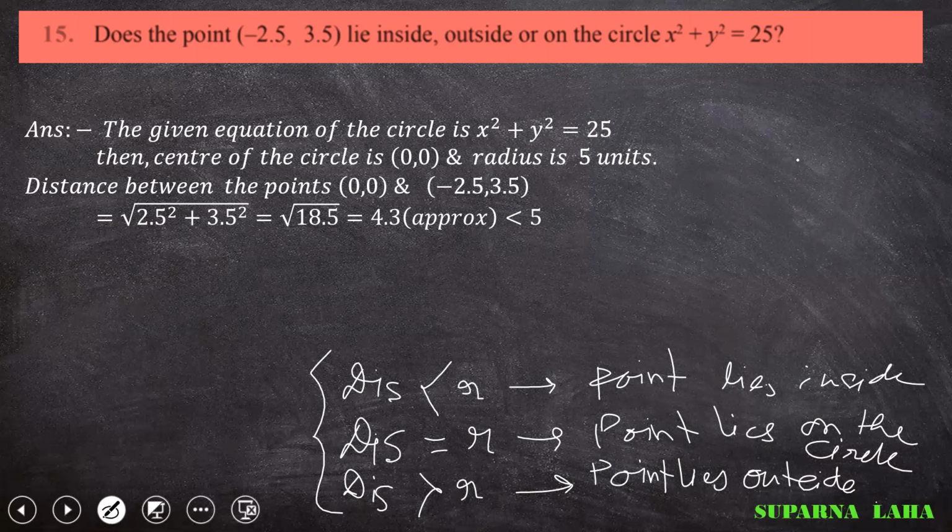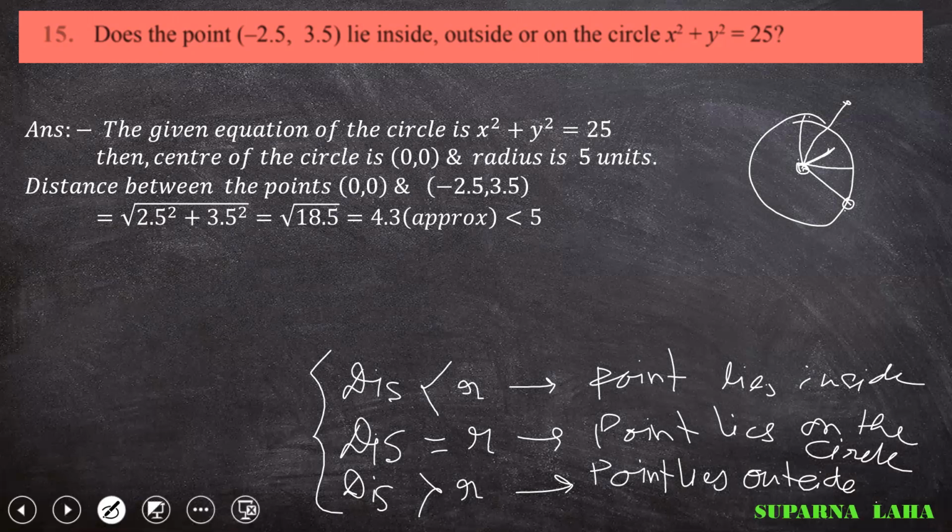Okay. If any circle is given, and this is the center of the circle, and we take any point inside this circle and find the distance, it is always less than the radius. If we take any point on the circle, the distance is the same as the radius. And if we take a point outside of it, it is definitely greater than the radius, right? So these three conditions can happen.